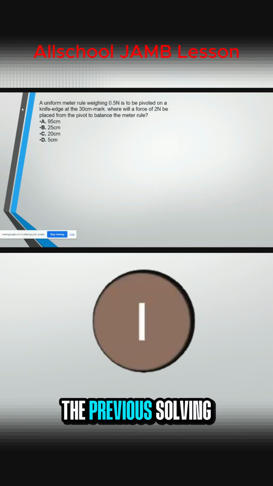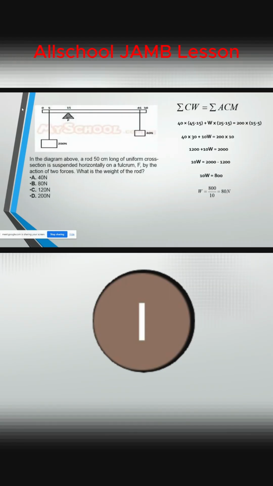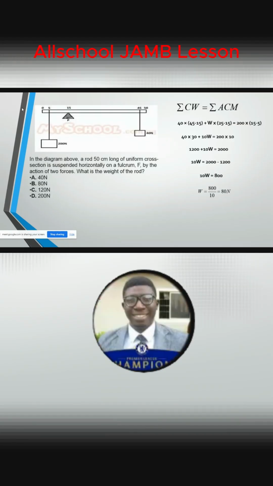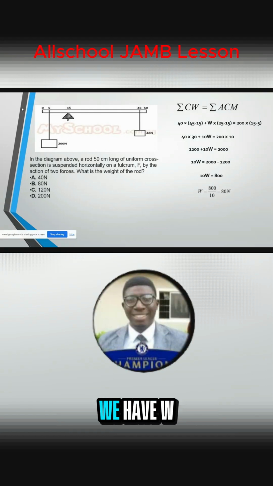Please, sir, can I see the previous solving? Look at it here. This is what we have: 40, that is the other moment. Remember that we have W located at 25. So 40 times 45 minus 15, that is from 45 to 15, plus W now, which is here. I hope you followed now.